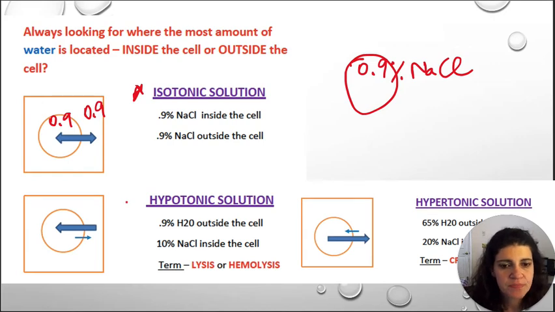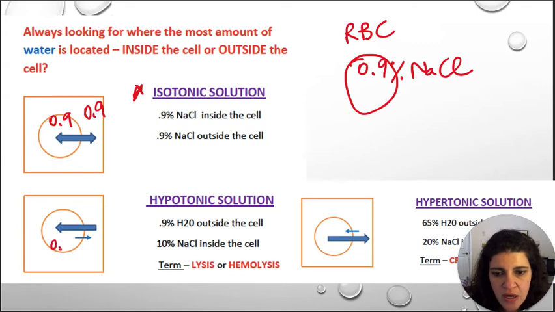Isotonic. Now imagine that you put this red blood cell in a solution. The cell, again, is 0.9% and you're putting it in a solution that is 10% sodium chloride. What's going to happen? Hold on a second.